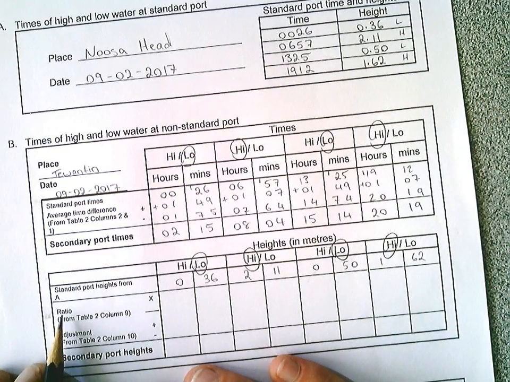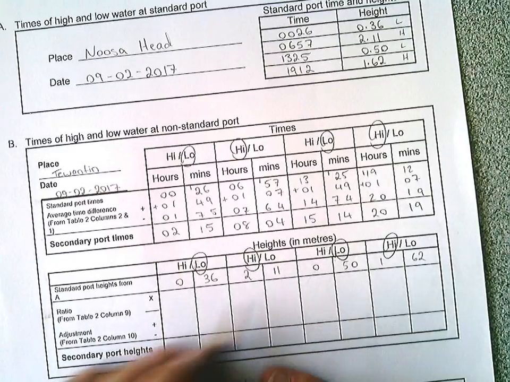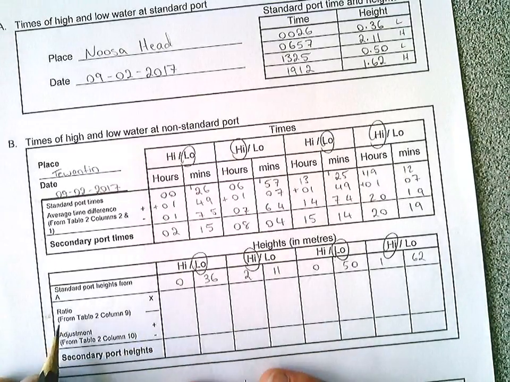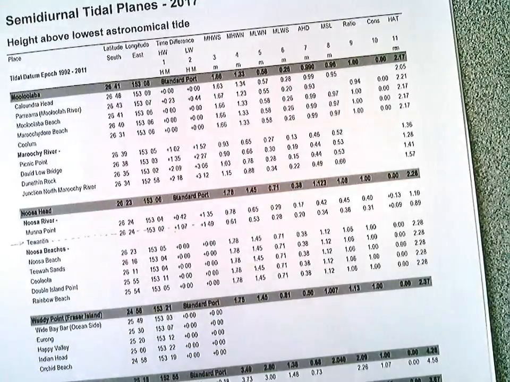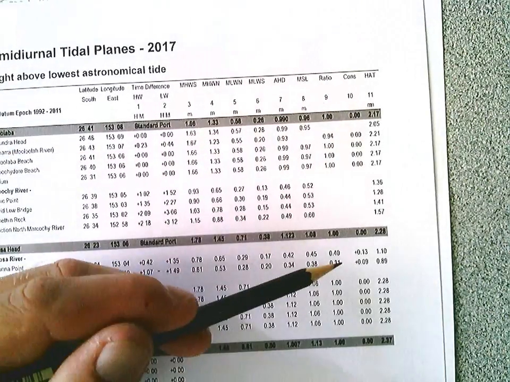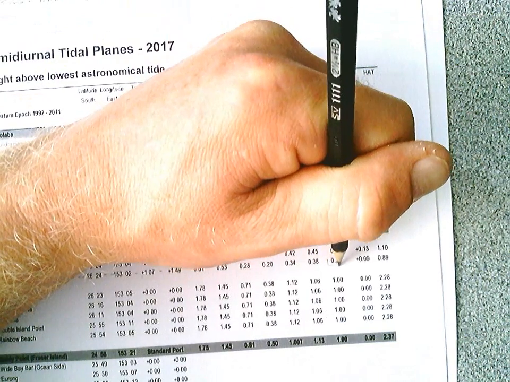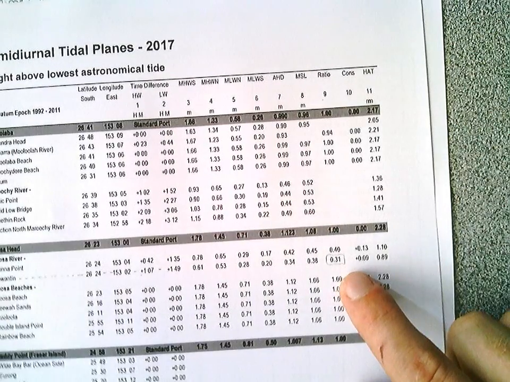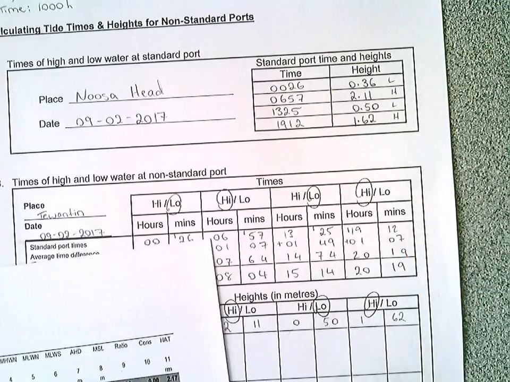The ratio we need to then fill in for this particular piece of work in here is going to be taken from table 2, column 9. So here's table 2, and we're going to look at column 9, which is this ratio. If we scroll down to Tewantin, the ratio for Tewantin is 0.31. Okay, which means we have to multiply all of those heights by 0.31, which is what we are going to go and do.